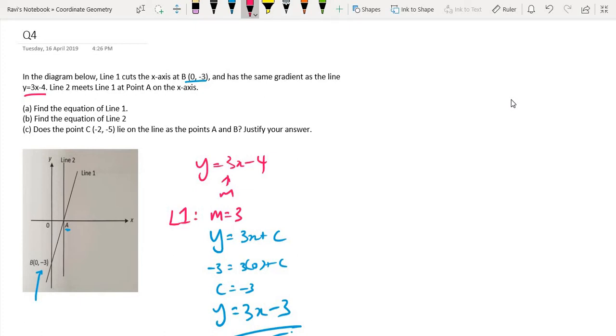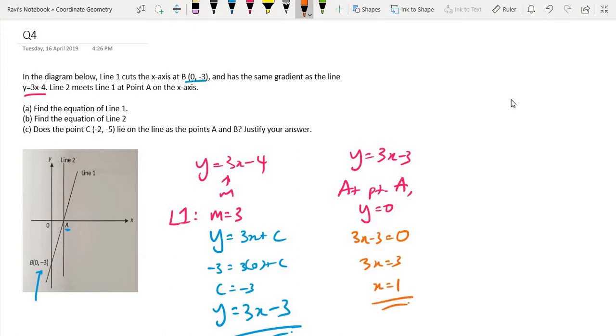And how do I go about doing this? We know that line 1 also passes through A, and line 1's equation is y equals 3x minus 3. At the point A, what do we know? The value of y is 0. So 3x minus 3 equals 0, so 3x equals 3, x equals 1. That is the answer, the equation of line 2. Since line 2 is a vertical line, the gradient is not defined, so the equation is just x equals the value here.